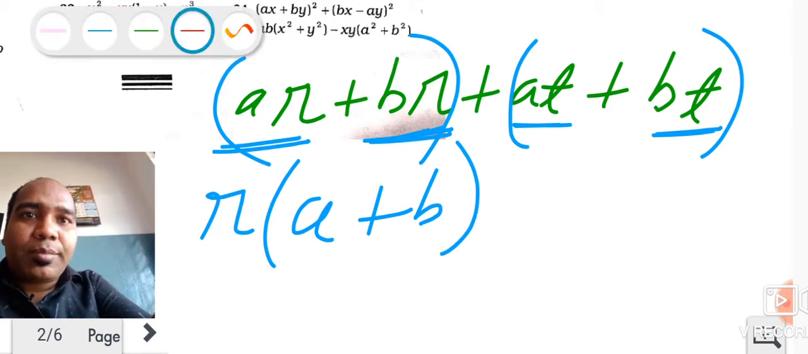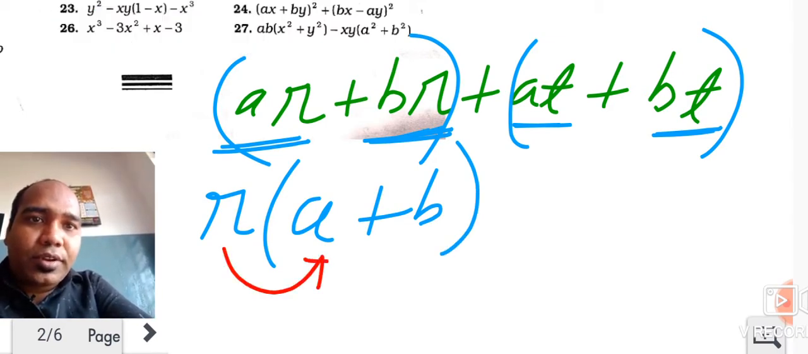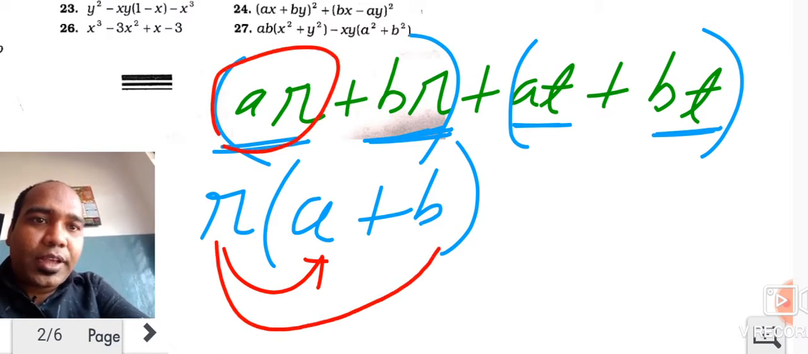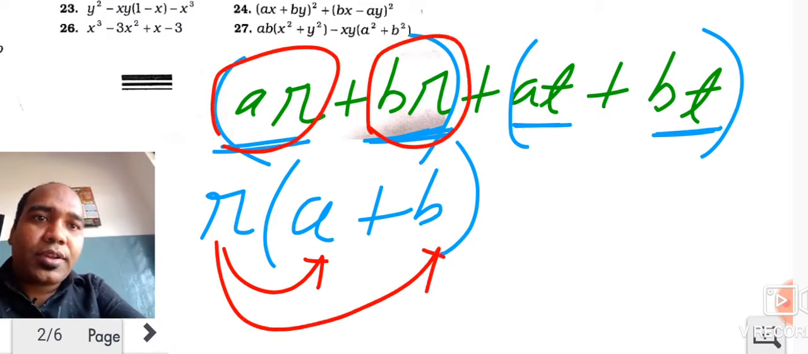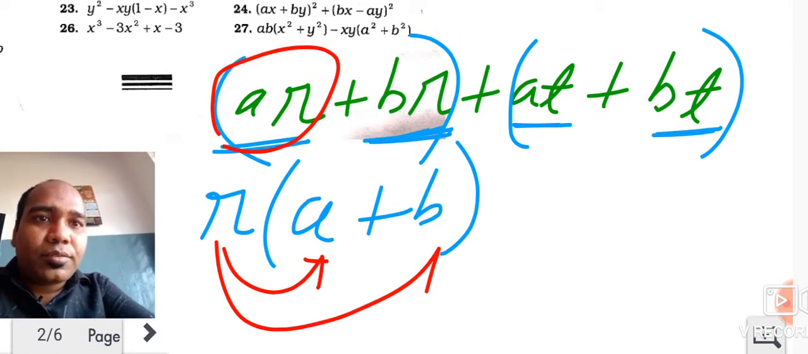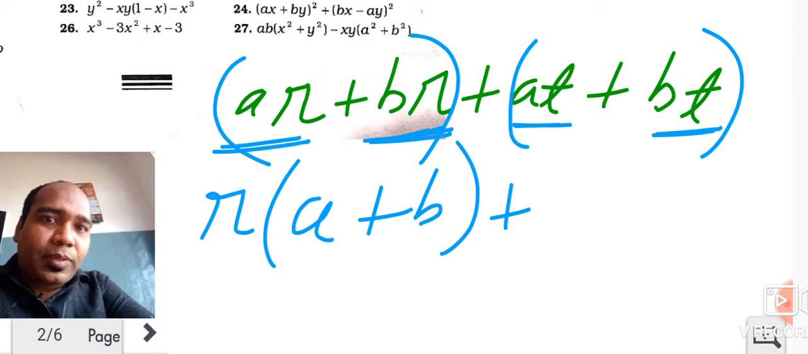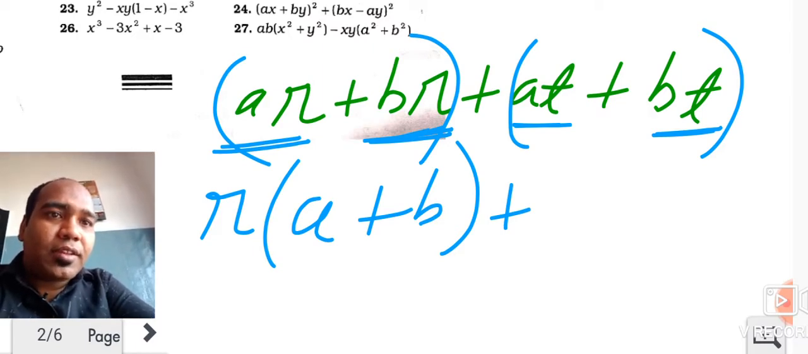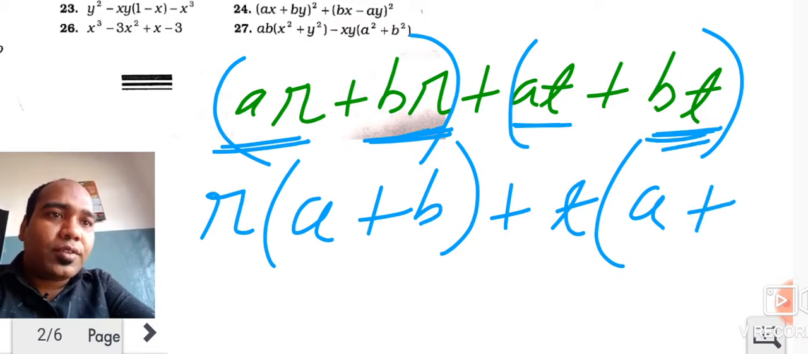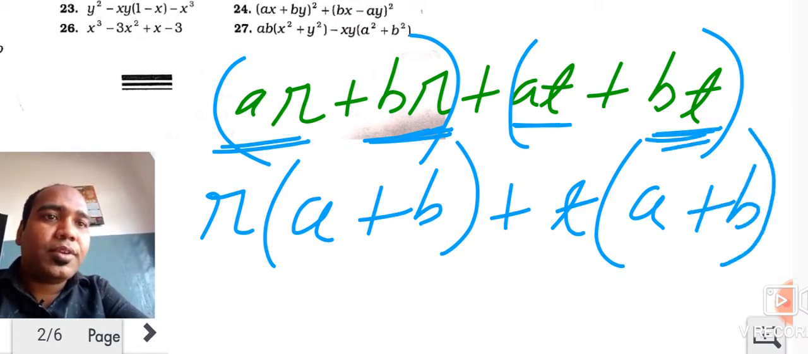Okay, if you multiply R into A, you will get AR. If you multiply R into B, you will get BR. Okay, so we have written this. Now in this part, T is common in both, so we will take T as common. Here T is multiplied with A, and here T is multiplied with B, so we will take T times (A plus B).